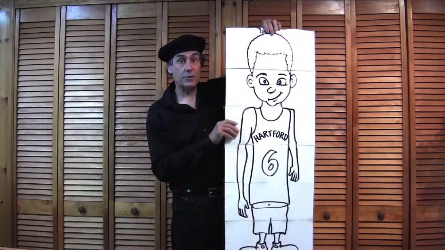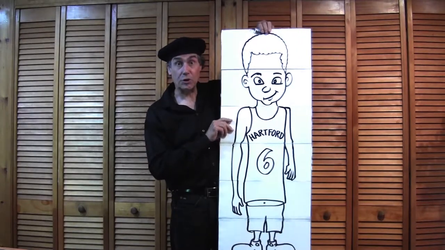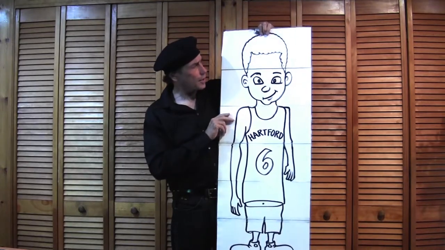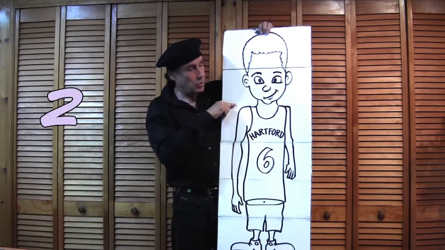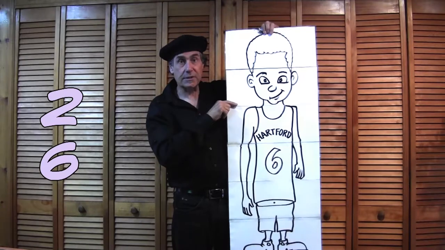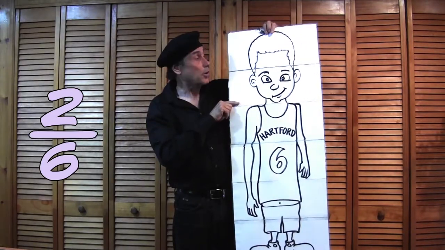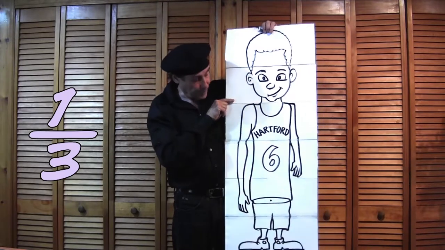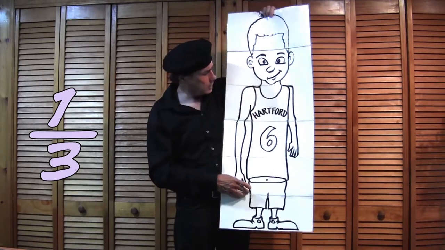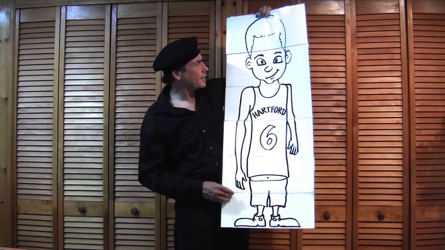Now, here's a picture of a guy with non-typical proportions. Let's check out his head. 2 pieces out of 6. That means the fraction for his head is 2/6, otherwise known as 1/3. Ooh, his waist is real low, too. What a crazy looking guy.